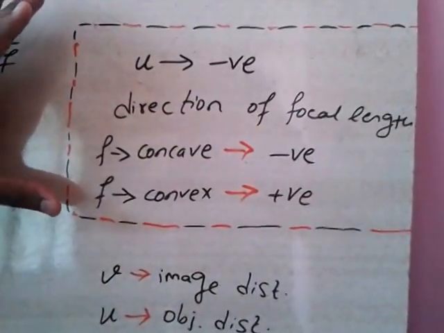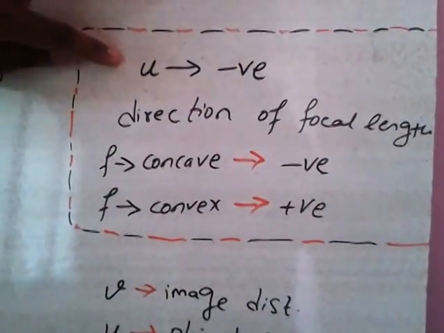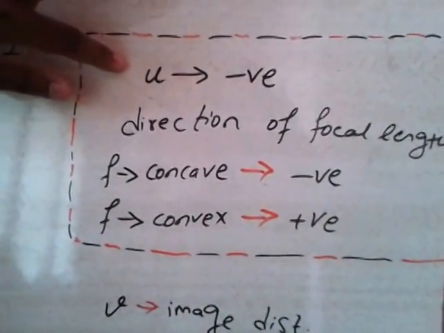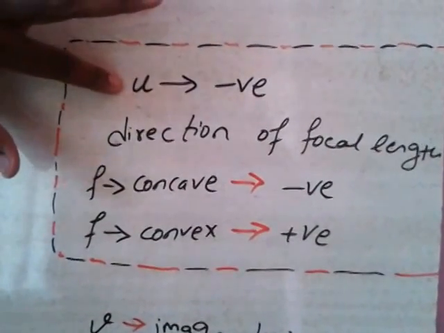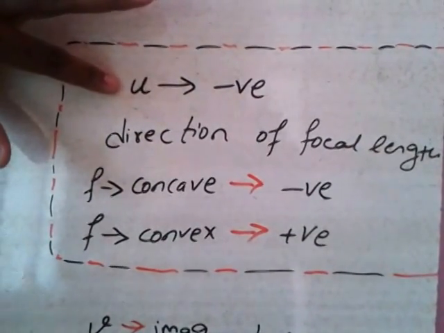Remember this important tip. U will always be negative, as we always keep our object on the left hand side of a mirror or lens. So U will always be negative. Either it is a mirror or it is a lens, it is always going to be negative.